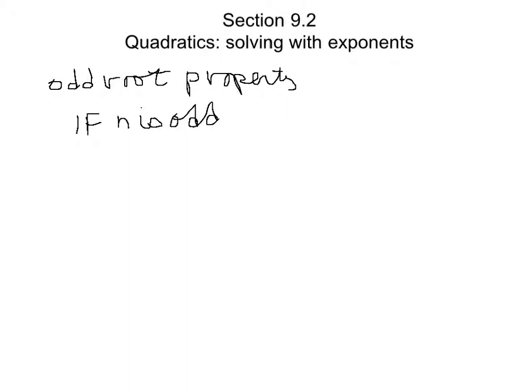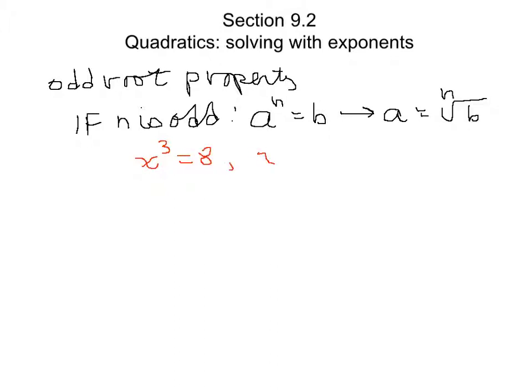If n is odd, that means that if a to the n is equal to b, then a is equal to the nth root of b. For example, if x cubed is equal to 8, then that means x is equal to the cube root of 8, which is 2.